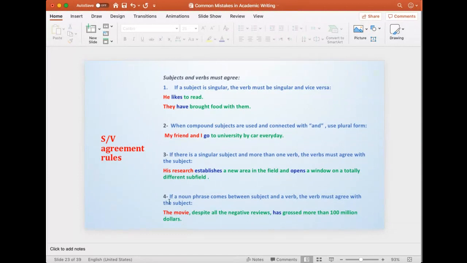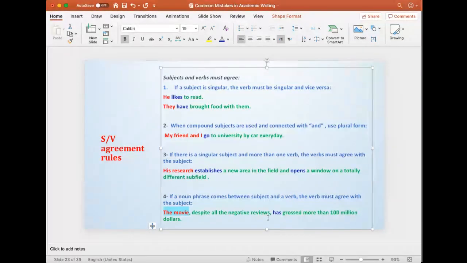The last issue here, or case, if a noun phrase comes between subject and a verb, the verb must agree with that. For example, the movie, as I've mentioned before, there might be long sentences or long details before we have the verb. So the movie here is a singular, so the verb must be in a singular format. The movie has. This is just an additional details that I'm adding here. Okay. So the movie, despite all the negative views or reviews, has grossed more than $100 million.